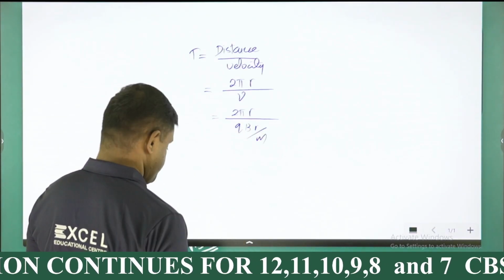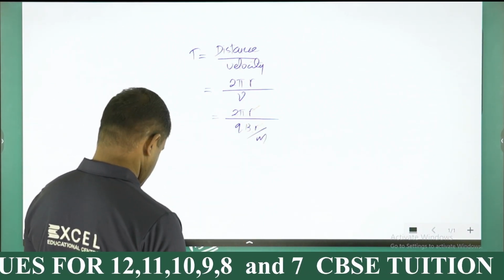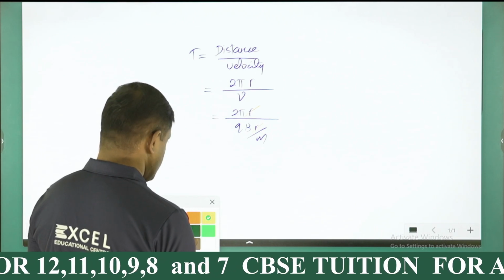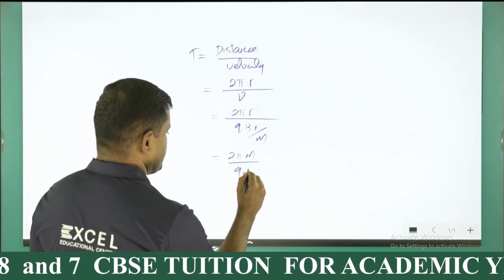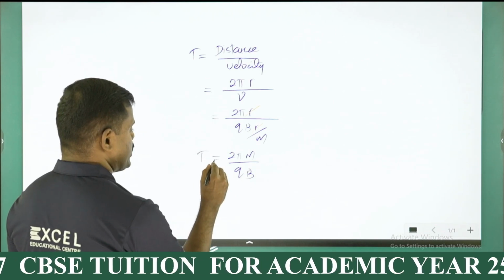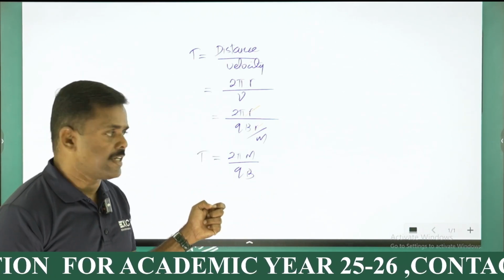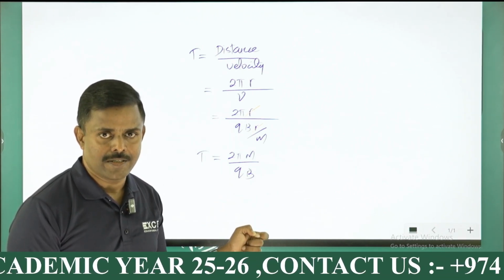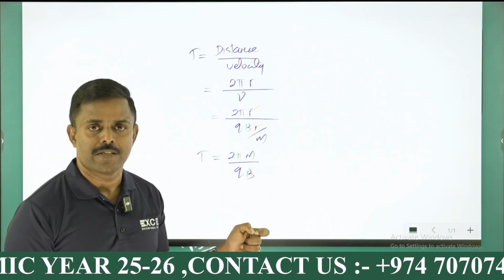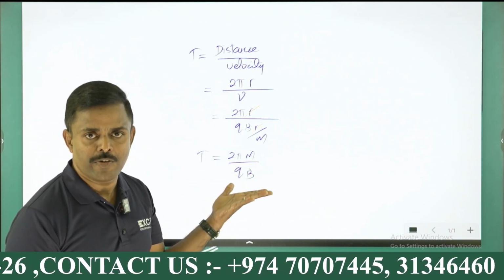Cut this r with r. What do I have now? That is equal to 2 pi m by qB. Show that the time period of revolution when a particle enters a magnetic field is independent of radius or independent of velocity. Yes, time period is independent of radius here, independent of velocity here.